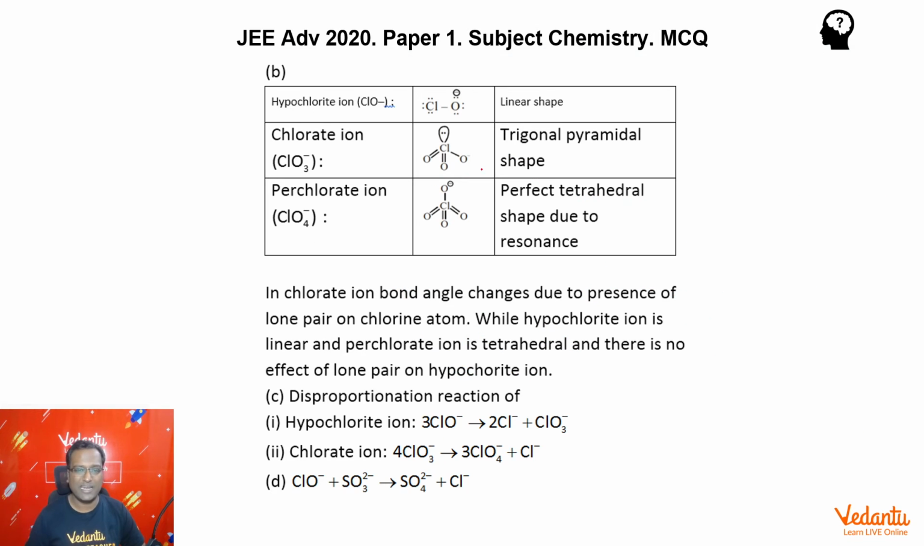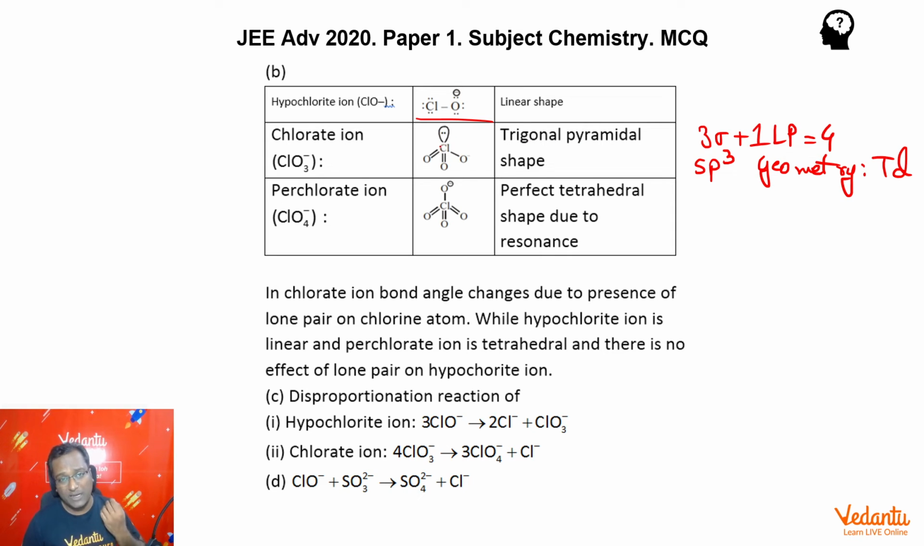Now let's go ahead to the second one where we talk about these shapes. So ClO minus, its shape is linear. Electrons cannot affect the shape of a linear molecule. If we talk about chlorate here, as you can see, chlorine is making 3 sigma bonds and 1 lone pair. So that's a total of 4. So the hybridization is sp3 and the geometry here of empty orbitals will be what? The geometry will be tetrahedral. Now, one orbital is occupied by lone pair and therefore the shape becomes trigonal pyramidal. So yes, lone pair does affect the shape of chlorate ion.